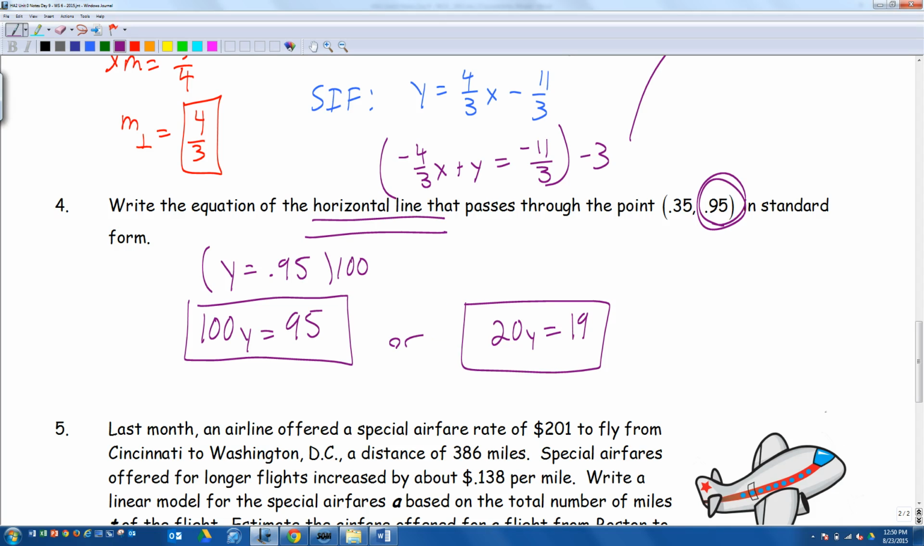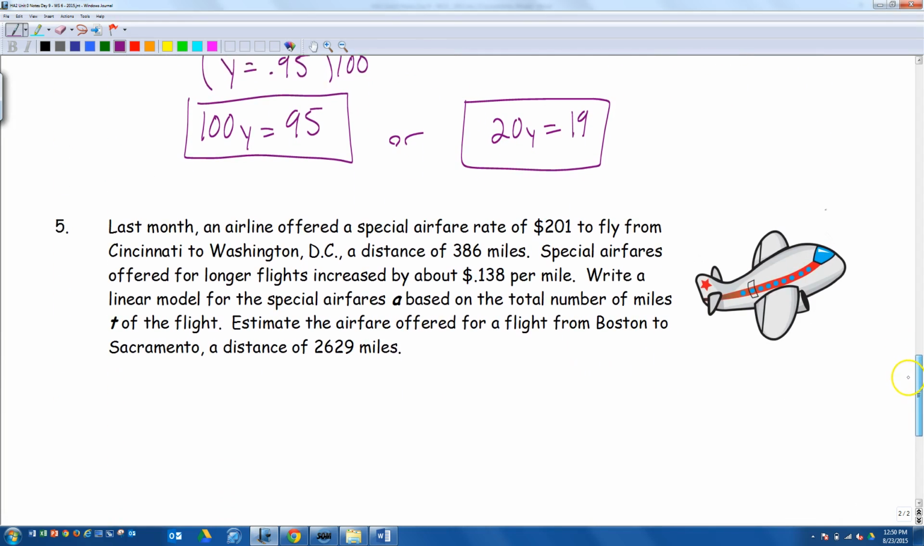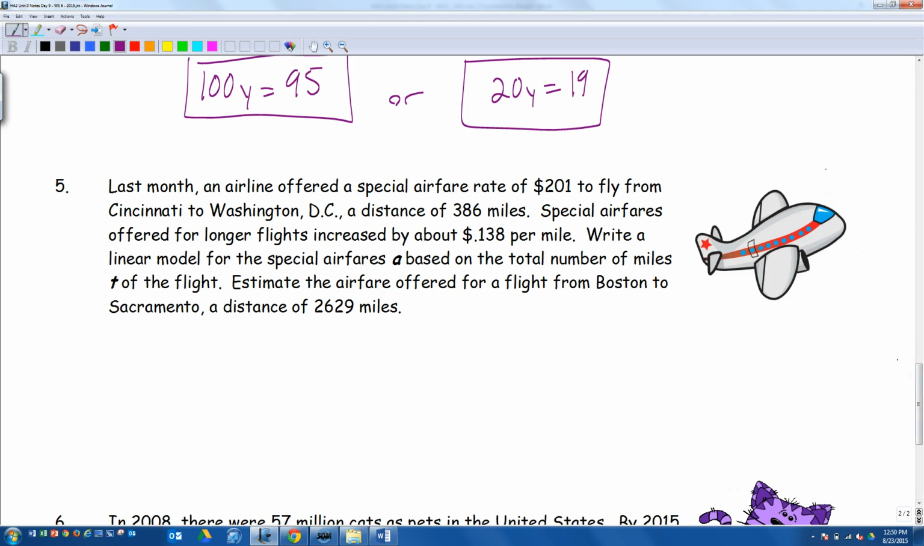Okay? Alright, the last two problems are word problems. Now, when you do word problems, it's important to understand which one your x and y is. Usually it's something y in terms of x, the output in terms of the input.